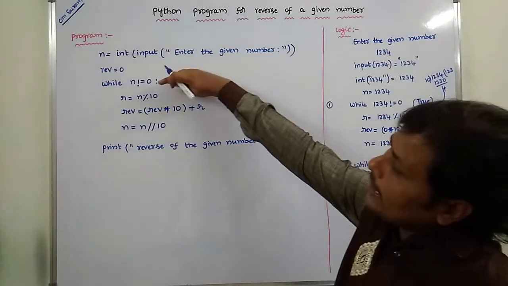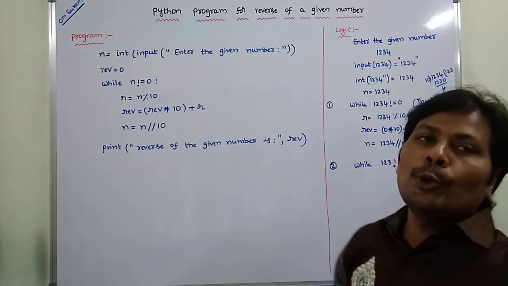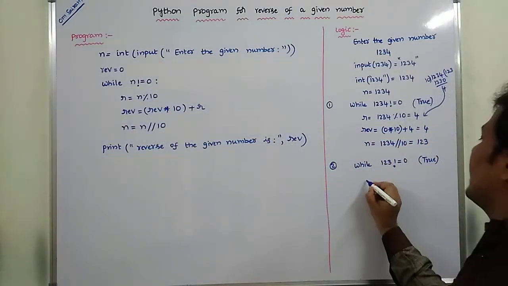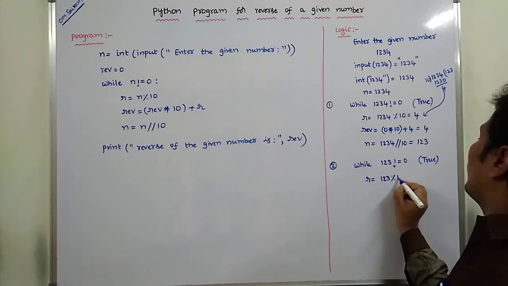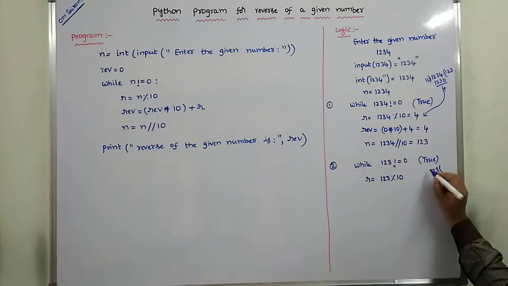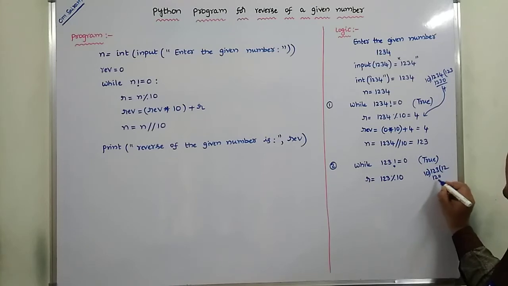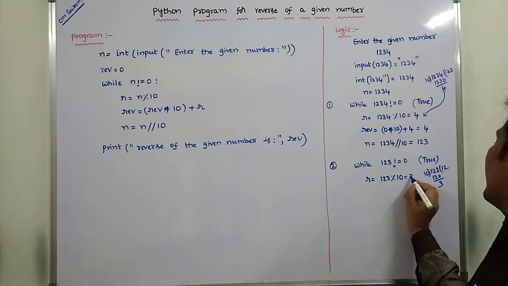So the condition is true. Okay. Now if the condition is true, next the statements within the while loop are executed. That is R is equal to 123 modulus operator 10. So that means 123 is divided by 10. So 10 into 12 is 120. The remainder is 3. So it returns the remainder value.